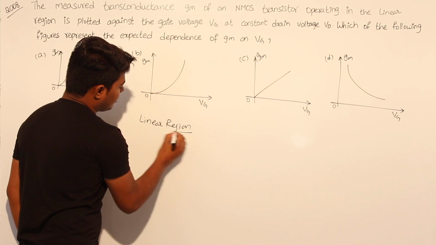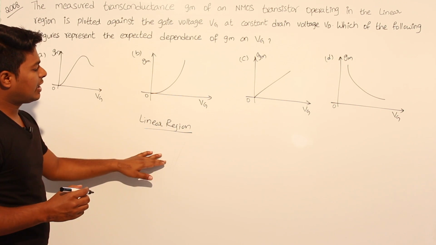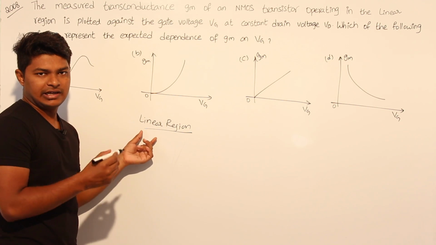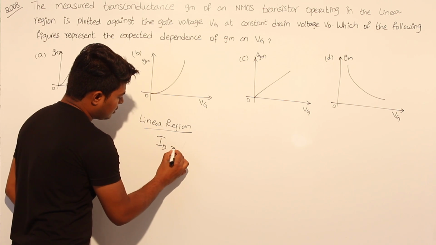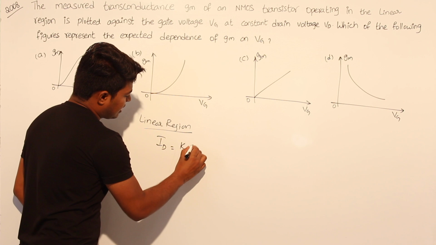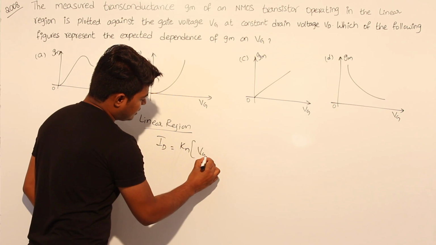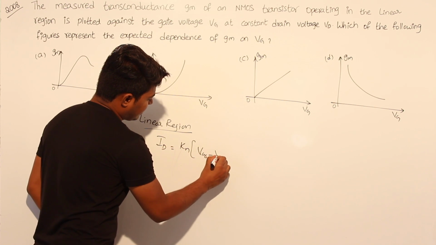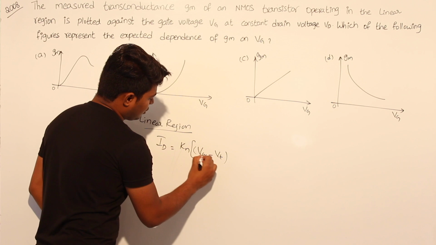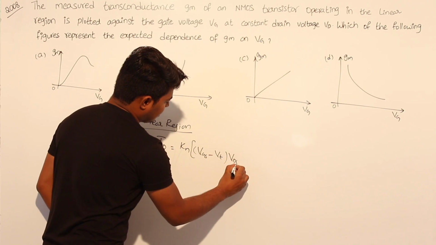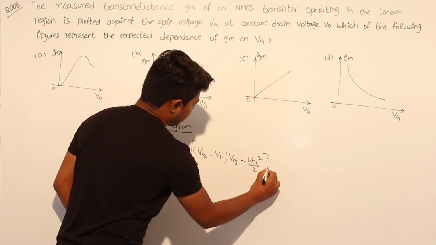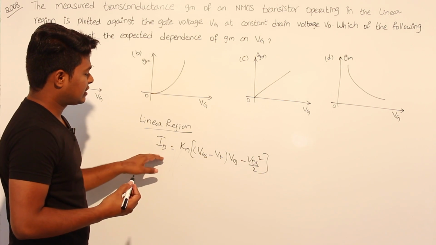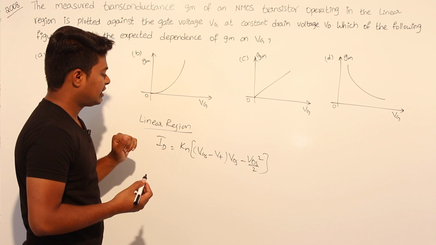Now how we are able to solve this is, write down the current equation for the transistor which is in linear region, given by ID. ID is equal to Kn into (VGS minus VT) into VDS minus VDS square by 2. This is the current equation for the transistor in linear region.